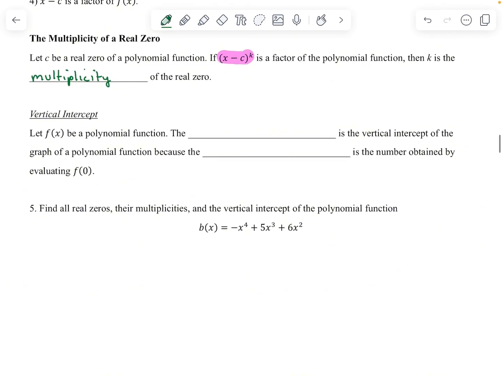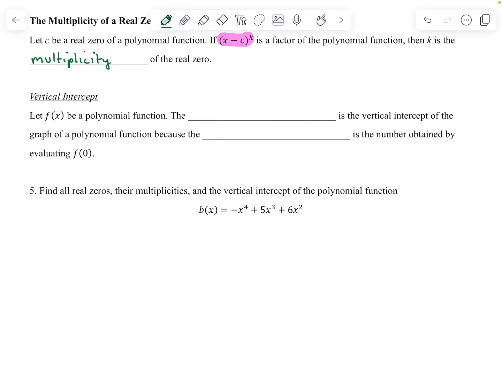So now let's talk about the vertical intercept. Let f of x be a polynomial function. The constant term is the vertical intercept of the graph of a polynomial function, because the constant term is the number obtained by evaluating f of 0.